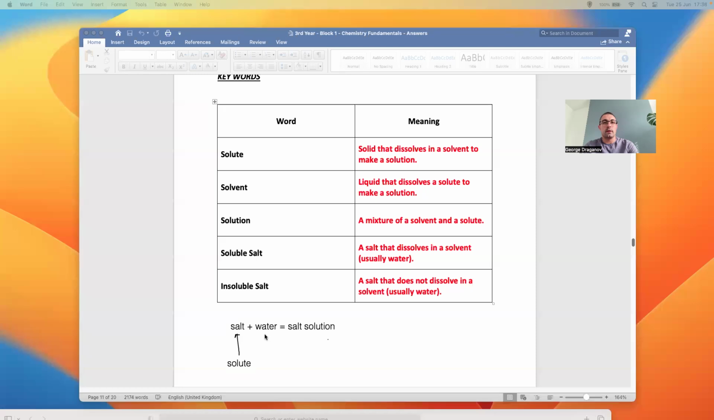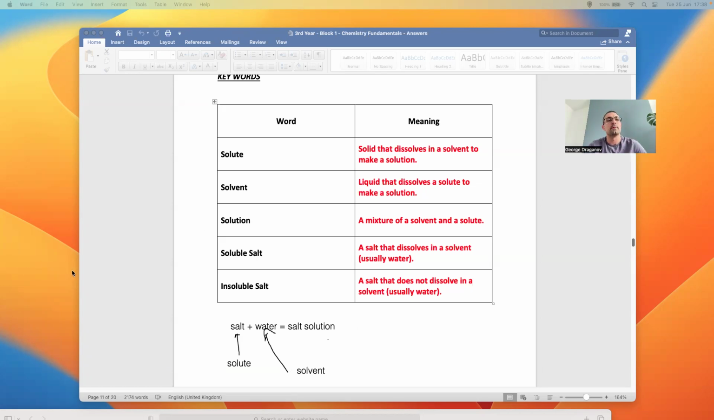Your water is going to be the liquid that dissolves the solute, so it's called a solvent. And the product is a solution. So when something dissolves, it forms a solution. The solid particles dissolve by spreading out in between the gaps of the water particles, and we have a solution. Now, a soluble salt is one that dissolves in a solvent, and insoluble means it doesn't dissolve.